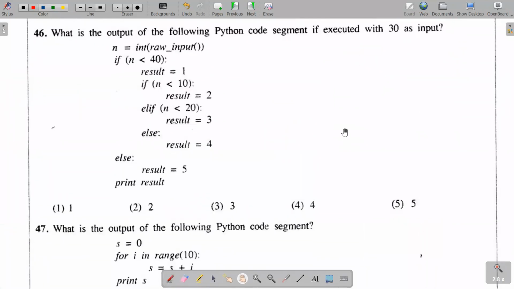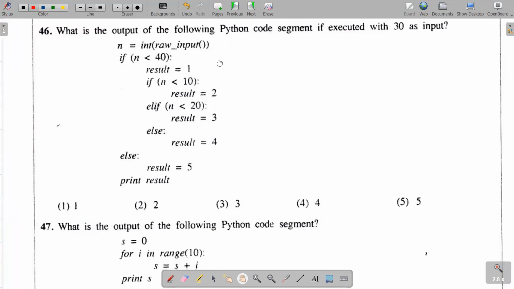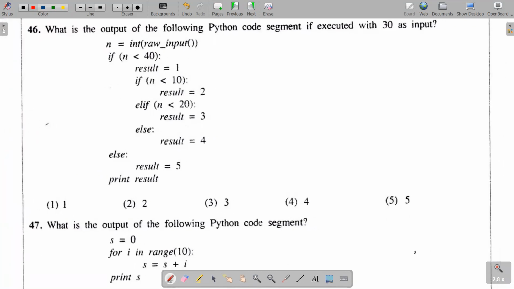What is the output of the following Python code segment if executed with 30 as input? Okay, so they are going to provide 30 over here. That means N is going to be 30. So they are checking whether 30 is less than 40. Yes, that is correct. So the variable result will be 1, because they say if it is correct, assign 1 to the result. So all these things belong to this if.